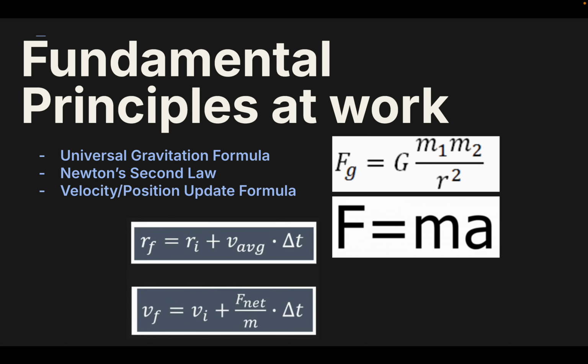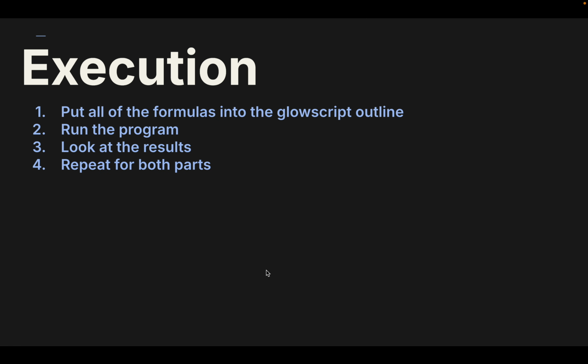Some of the fundamental principles of physics that govern this experiment are first the universal law of gravitation, given by F_g equals G m1 m2 over r squared. This describes the relationship of the gravitational force between the two objects that we're measuring, our system and our surroundings. Then Newton's second law, given by F equals ma, and the velocity and position update formula, as seen right here.